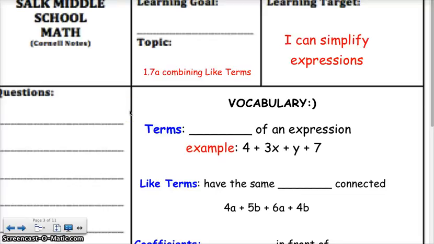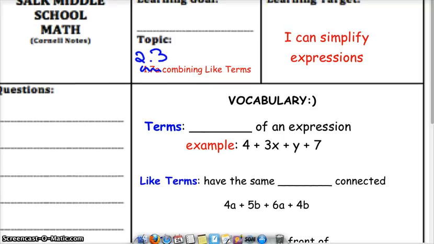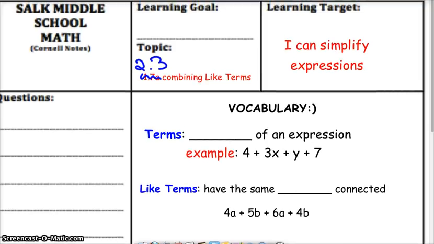Today we are going to learn about simplifying expressions. This is 2.3. You have 1.7 on your notes. Put 2.3, combining like terms. Your target is: you can simplify expressions.